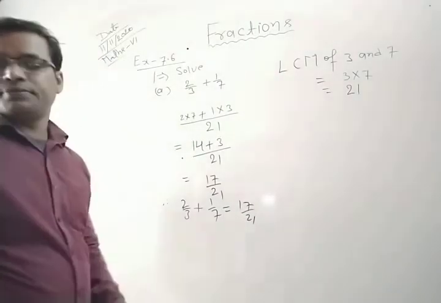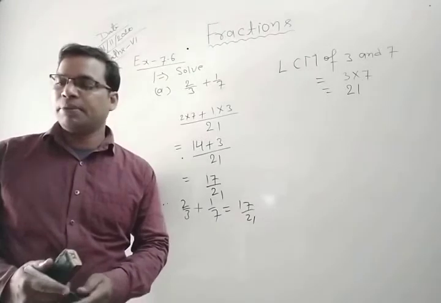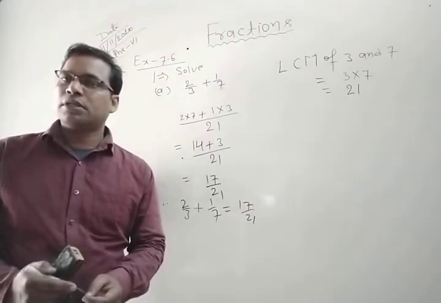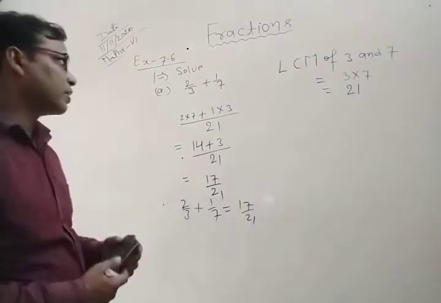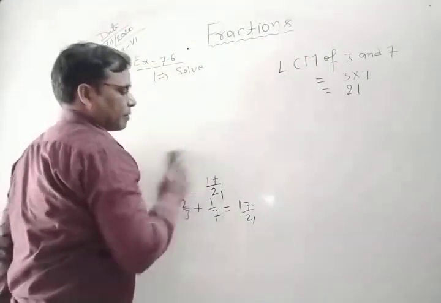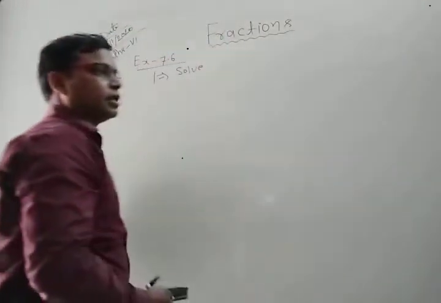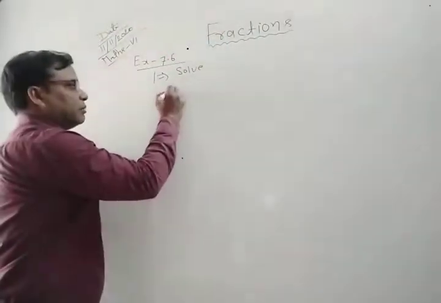Now the next part, part B of this question, is 3 by 10 plus 7 by 15. Okay, this is part B.